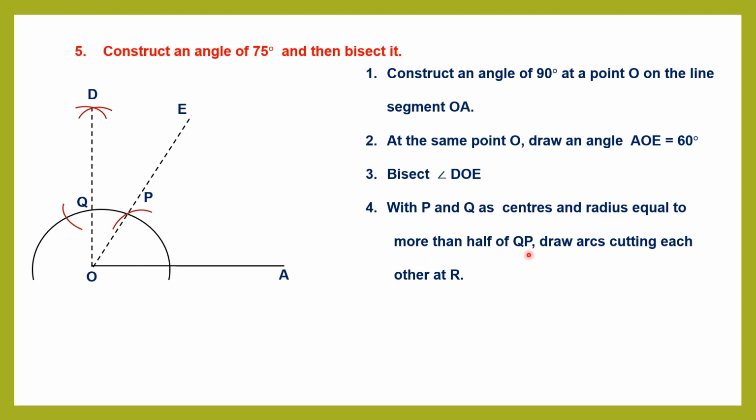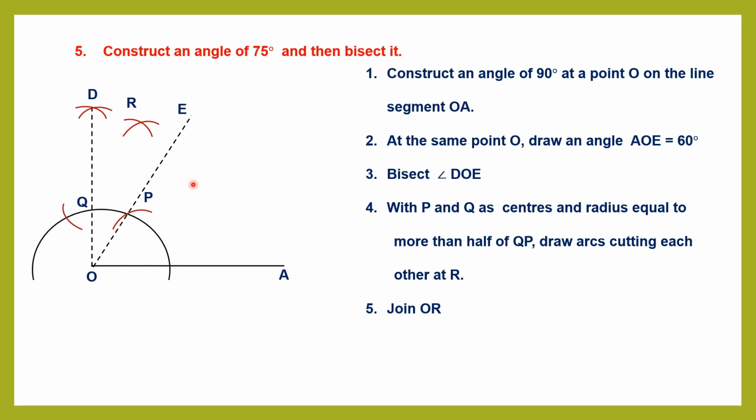So what do we have to do now? Take your compass, get a radius which is more than half of QP and draw arcs here. Remember, it should come in between here. So let's draw the arcs. There's one arc, you keep it at P and draw the arc, then you keep it at Q and draw the other arc, and where the two meet or where they intersect, that point is called R.